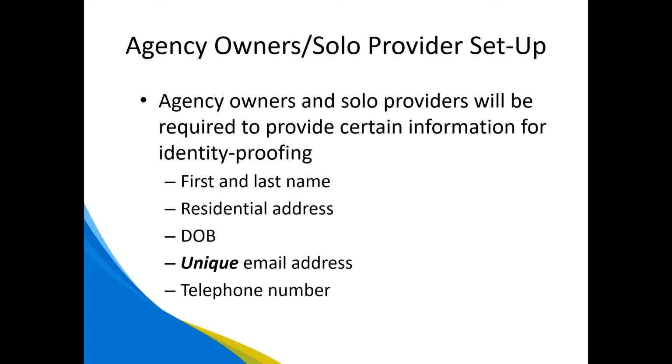As APD prepares to roll APD iConnect out to providers, certain information will be needed from you to complete identity proofing. That will include your first and last name, your personal residential address, your date of birth, a unique email address, and by unique, what that means is that it is not shared with anyone else, and a telephone number.